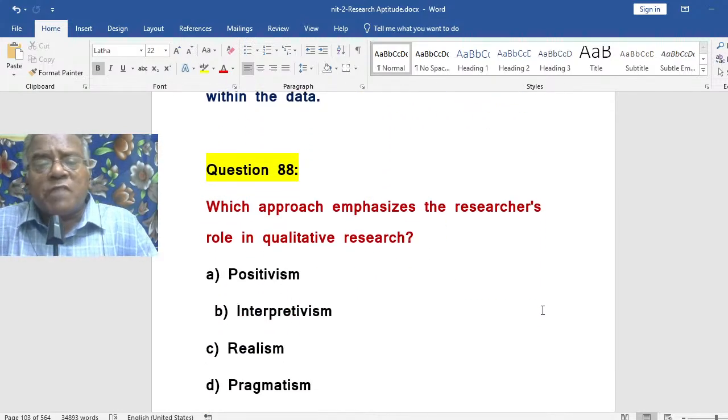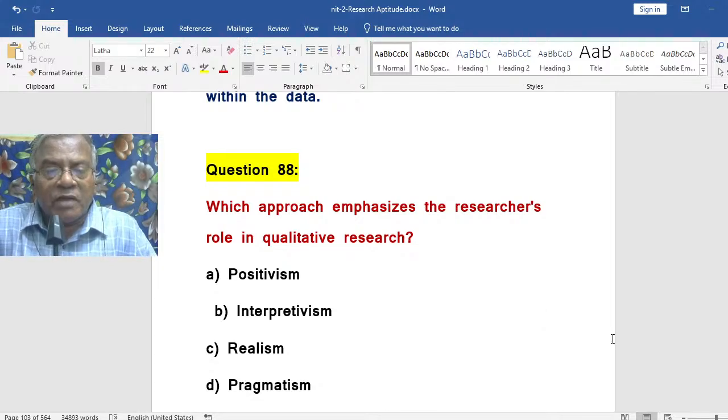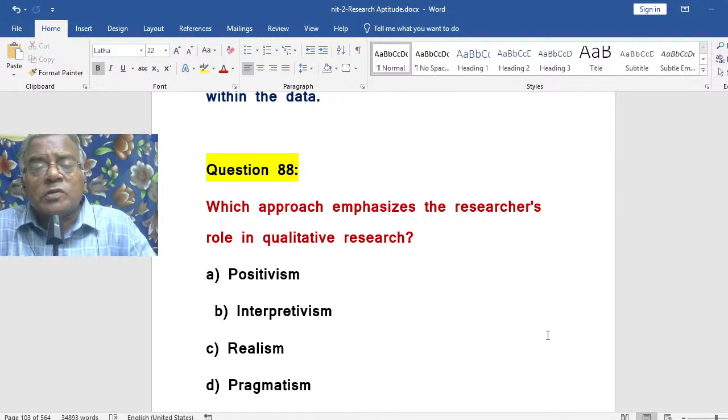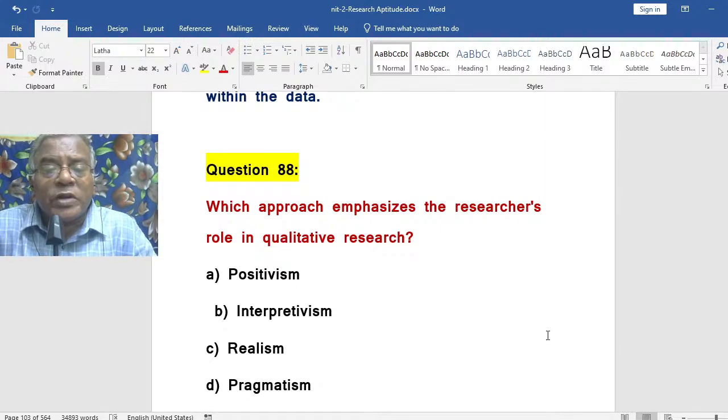Which approach emphasizes the researcher's role in qualitative research? Everything goes on very well, I think, because the camera is working. Which approach emphasizes the researcher's role in qualitative research?